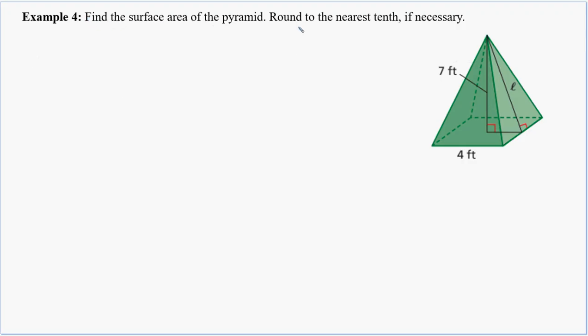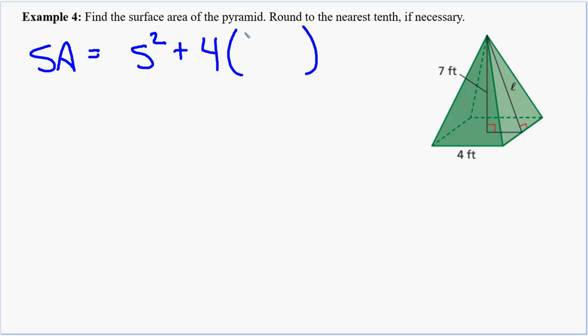Find the surface area of the pyramid, round to the nearest tenth if necessary. So our surface area. And because it is a square, your note should have square in there. I don't think it made it into mine. So we're going to do the side length squared. That'll be the area of our base. A square has 4 sides, and each side will be a triangle, and that will be our 1/2 S times L. All right, let's start plugging stuff in and see how it goes.